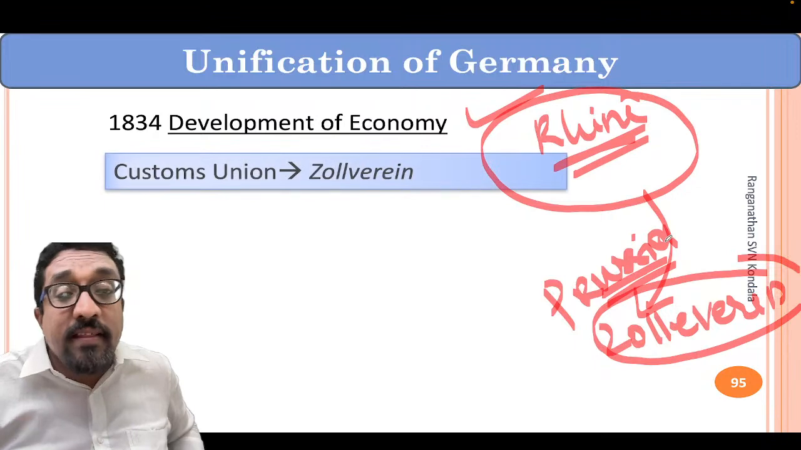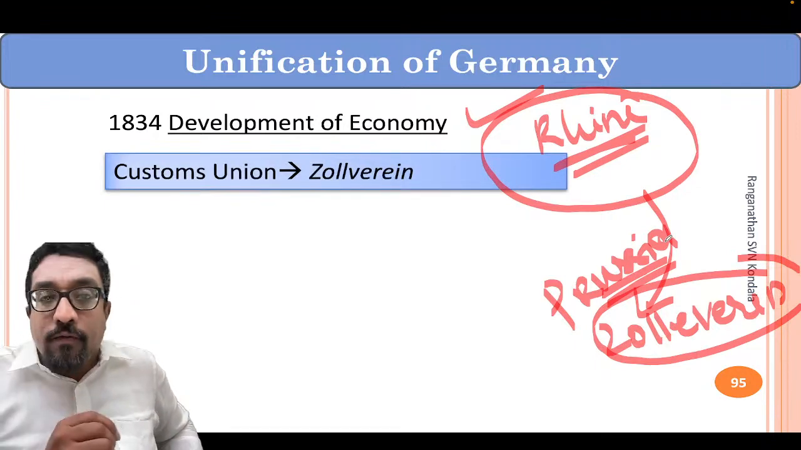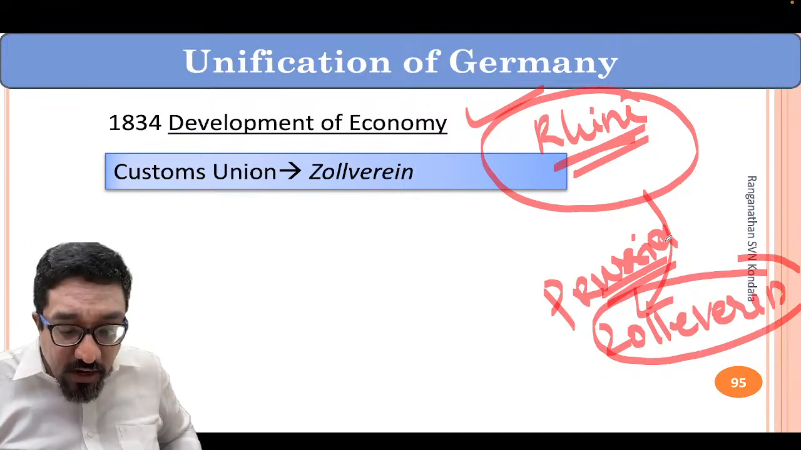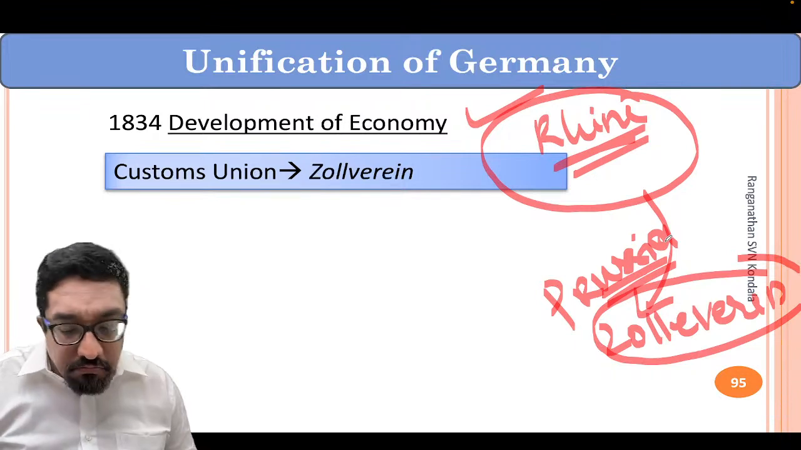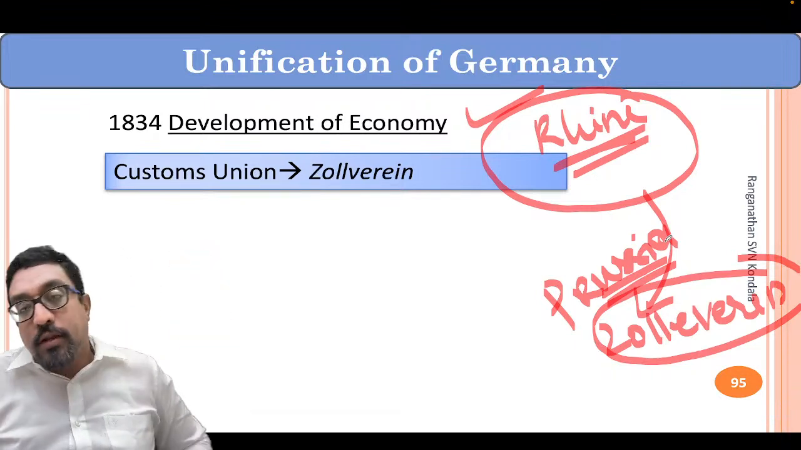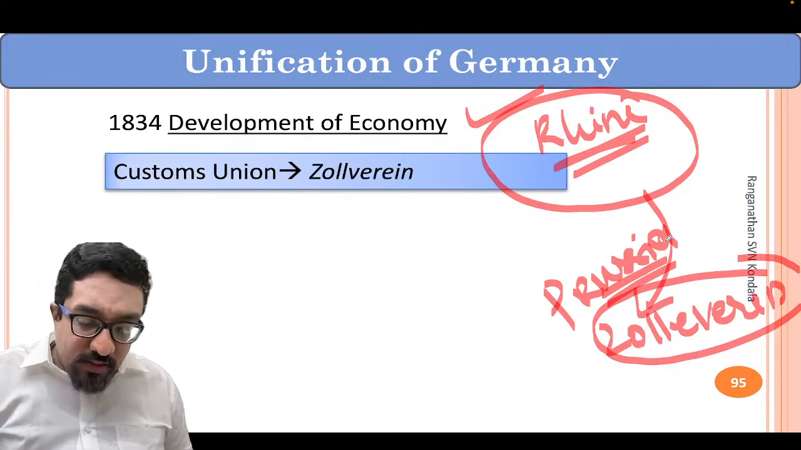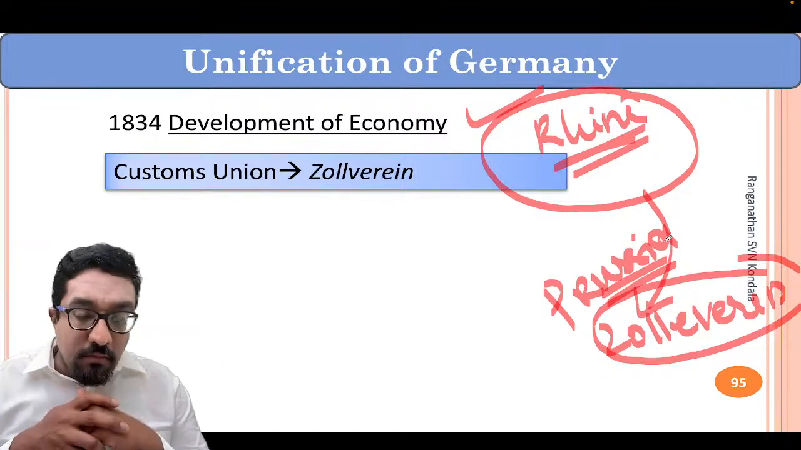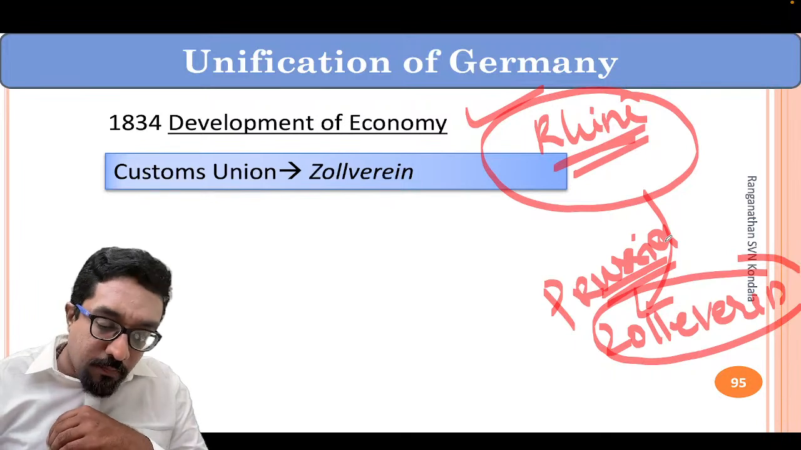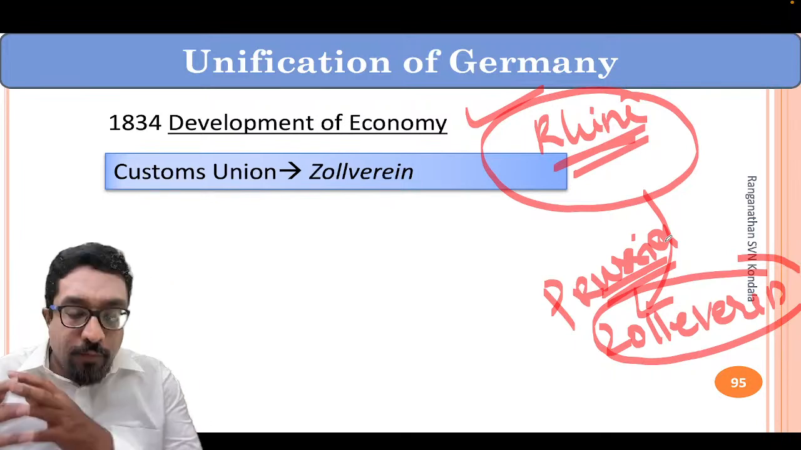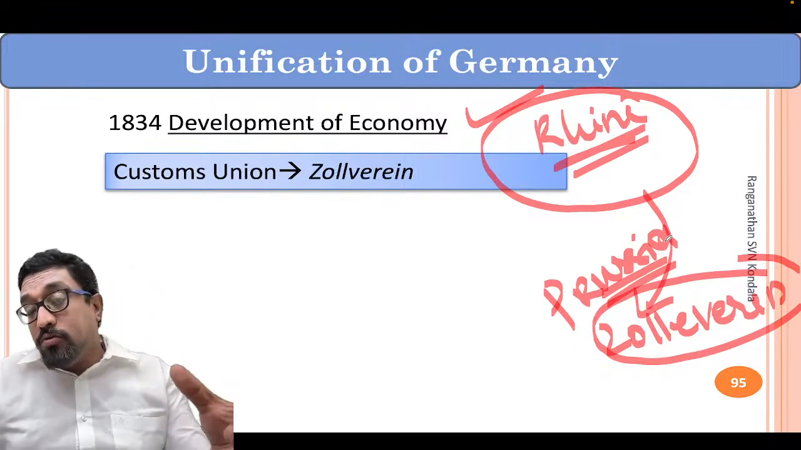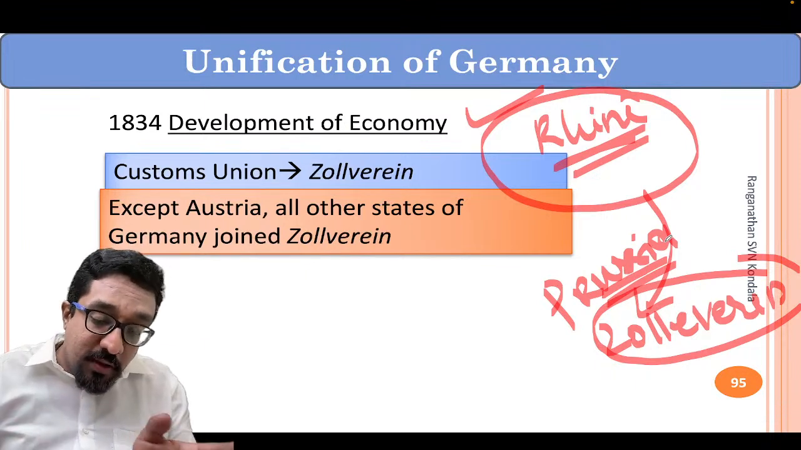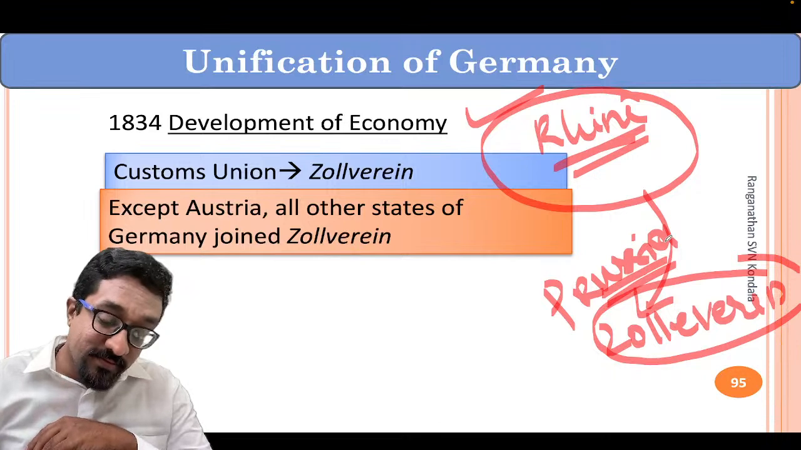And that's actually what happened. Slowly this customs union Zollverein became one of the most important and most significant aspects of the entire theory of unification of Germany, because one by one the entire setup, the Rhine Confederation, slowly became almost like a colony, almost like a parallel unit of Prussia. And Austria had remained outside Zollverein. So, unfortunately, except Austria, all other states literally became friends of Prussia.